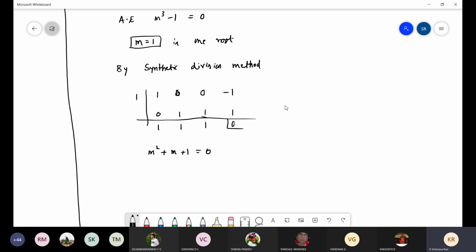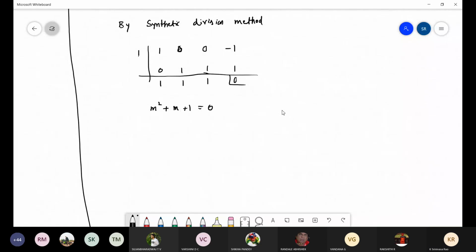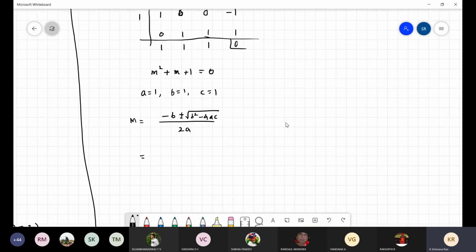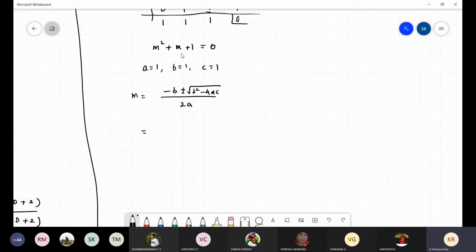And observe, we don't have the factors for this again. We should go with the formula only. Here a equals 1, b equals 1, and c equals 1. So m equals, write the formula, minus b plus or minus square root of b square minus 4ac divided by 2a. You should go with the formula only because we don't have the factors, because 1 and 1 is there, here also 1 and here also 1. You won't get the two numbers.